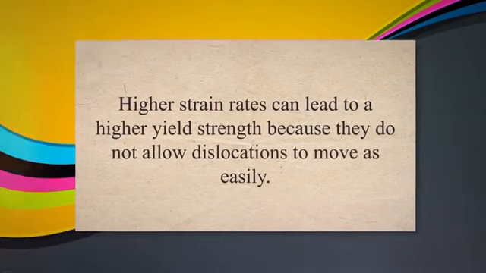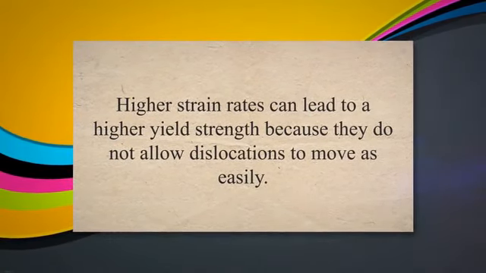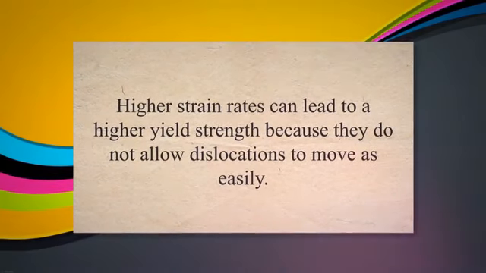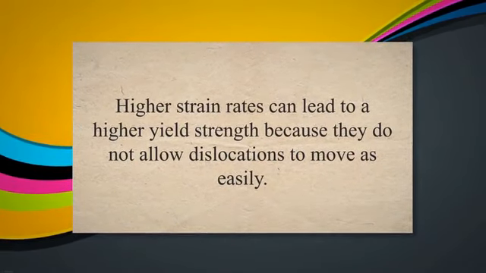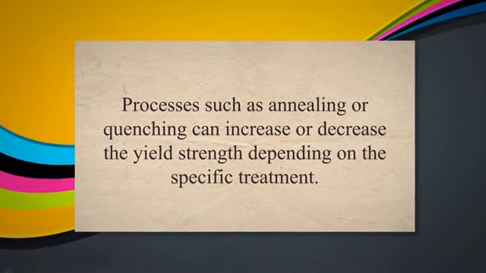The rate at which a material is deformed can also affect its yield strength. Higher strain rates can lead to a higher yield strength because they do not allow dislocations to move as easily. Heat treatment. Heat treatment can be used to alter the yield strength of a material.